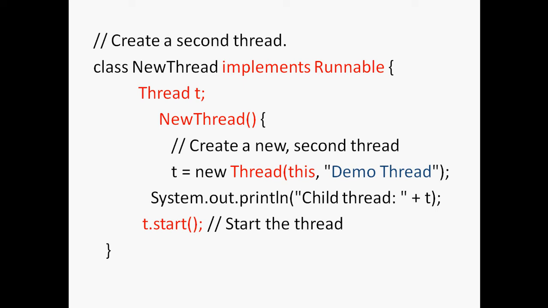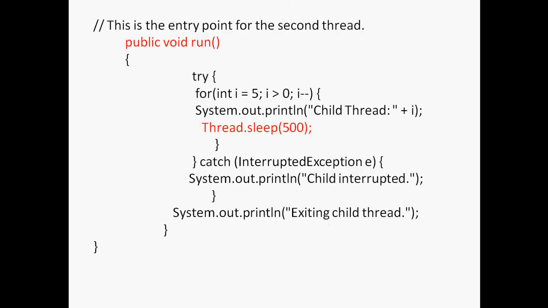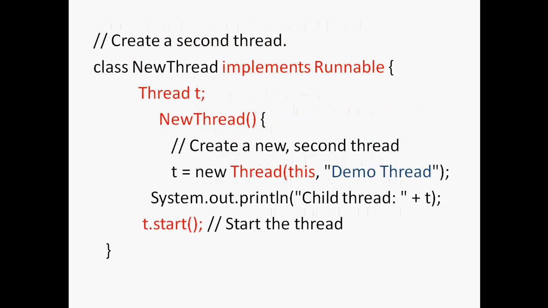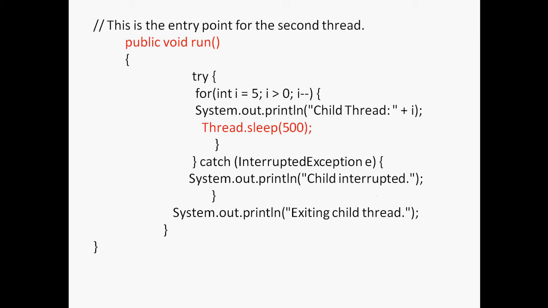Then t.start. Once you call t.start, it automatically calls the run function. In the run function, this is the entry point. Run is the entry point for the second thread. In the run function, we are printing the values using the try and catch blocks.